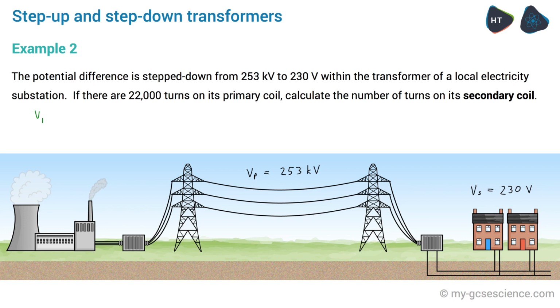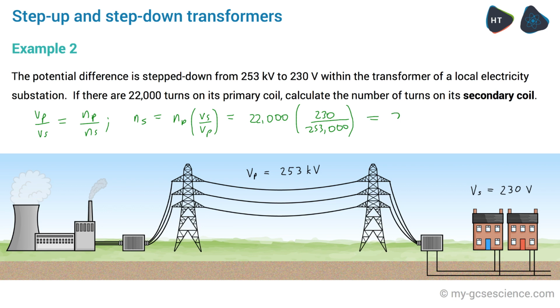Our equation again is Vp over Vs equals Np over Ns. Here we're looking for Ns, so let's make it the subject of the equation. That gives us Ns equals Np times Vs divided by Vp. Then subbing in, we have 22,000 times 230 divided by 253,000, not forgetting to convert from kilovolts to volts for the equation, and that gives a final answer of 20 turns on the secondary coil.